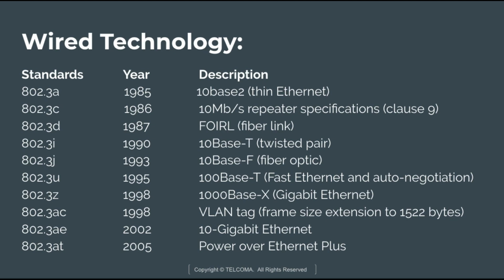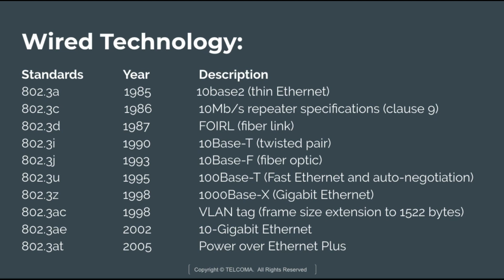Here 802.3A was developed in 1985 and it is used for 10BASE2 thin Ethernet. 802.3C was developed in 1986 and it is used with the 10 Mbps repeater specification. 802.3D was developed in 1987 and it is used with the fiber link. And 802.3I was developed in 1990 and it is used with 10BASE-T twisted pair.